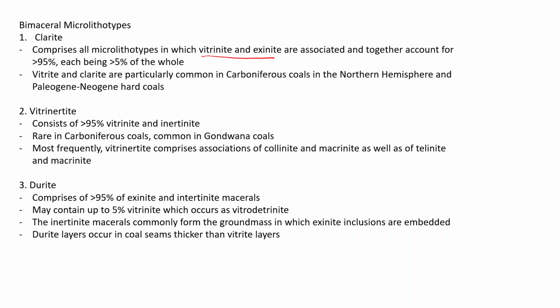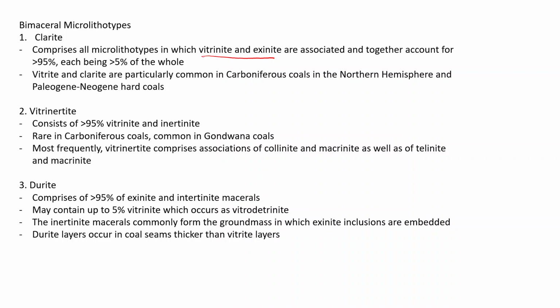Vitrite and clarite are particularly common in Carboniferous coals and Paleogene Neogene hard coals. Vitrinertite consists of 95% of vitrinite and inertinite, commonly occurring in Gondwana coals, and then collinite and macrinite or telinite and macrinite are the most commonly occurring vitrinertite microlithotypes. Durite comprises more than 95% of exinite and inertinite macerals, and may contain up to 5% vitrinite occurring as vitrodetrinite.